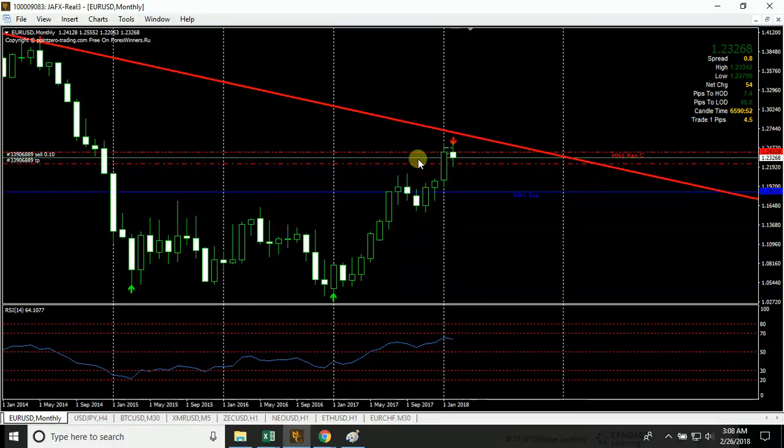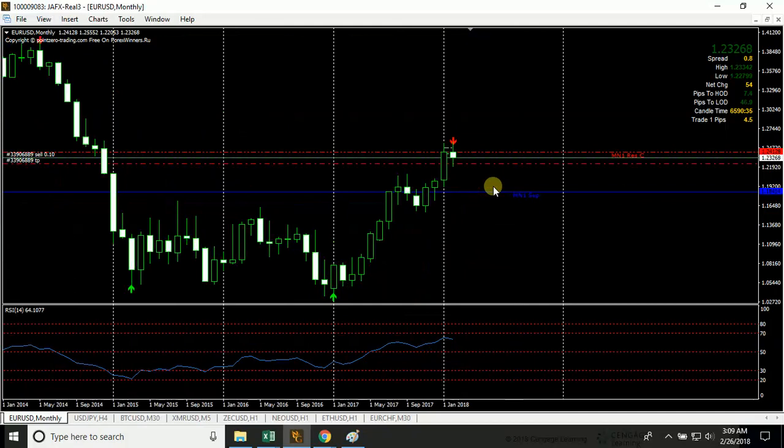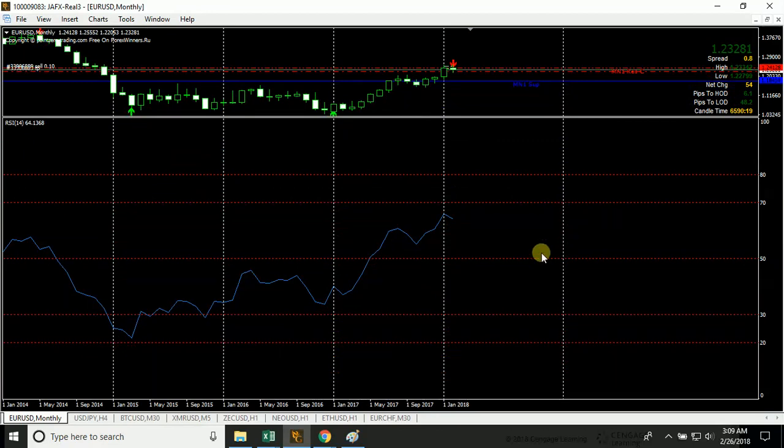Okay, now another thing I see here on this monthly chart is my indicator is showing me that this right here is the most recent level of monthly support. This level here is currently the level of monthly resistance. So right now we have price between monthly support and monthly resistance on the highest time frame. We also have this RSI down here above 50.